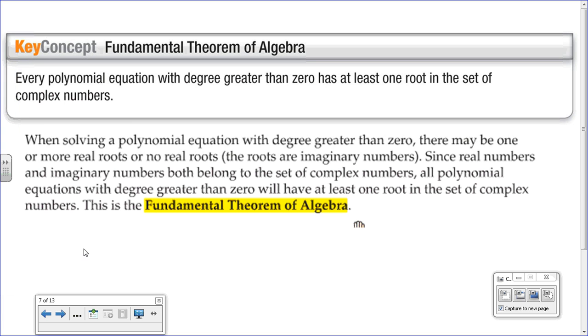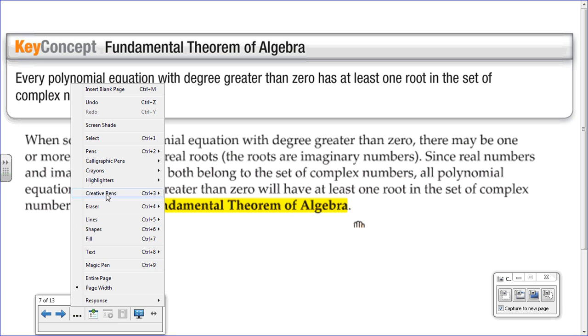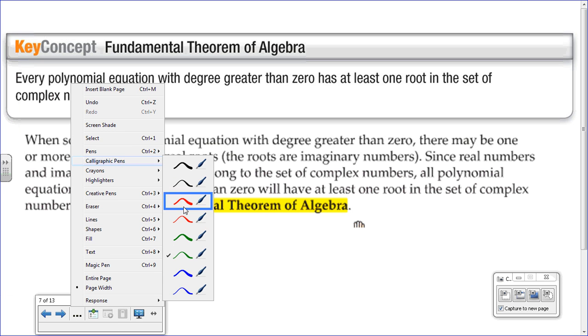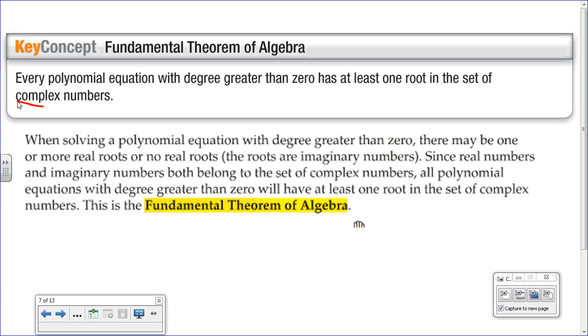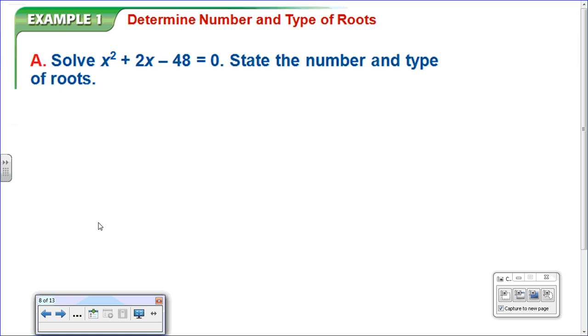Now, the key word here is complex numbers. We're going to be using that and our calculators today to do a lot of the work in the first part of your worksheet. Solve this equation. State the number and types of roots. x squared plus 2x minus 48. All right, let's pull up the calculator.